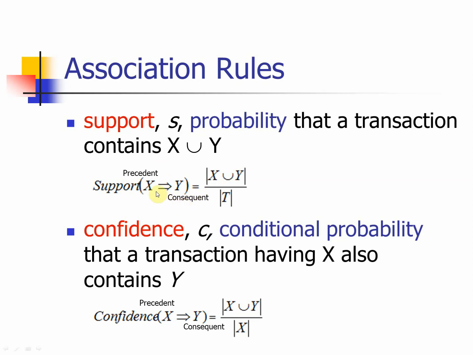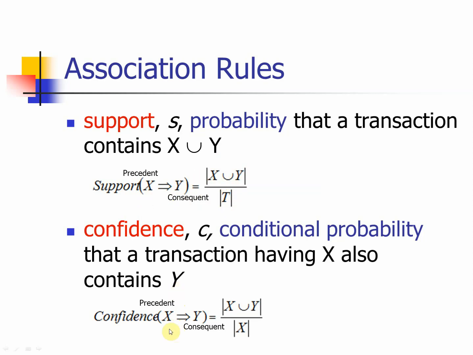So in support, the role of precedent as well as the consequent are not affecting the calculation of the support. Because you can see, all we were trying to do previously is to see how many times it occurs during the total number of transactions. So X and Y is basically being calculated in terms of how many times they occur together. So the role, again, of the precedent as well as the consequent does not matter in the support. However, in confidence, that does matter.